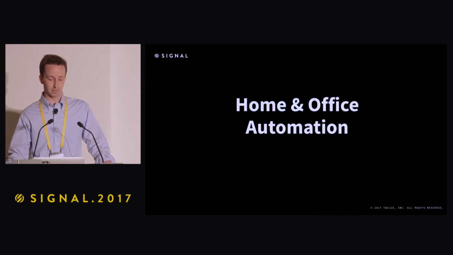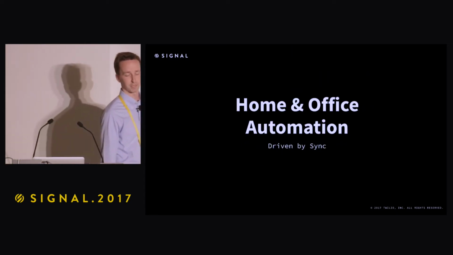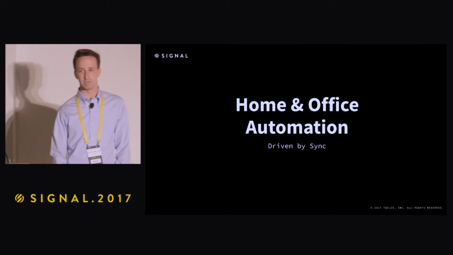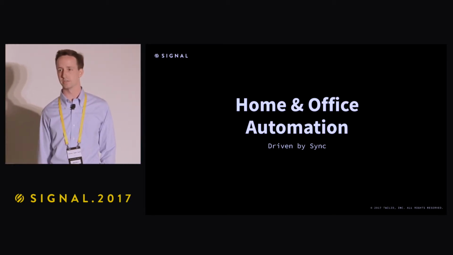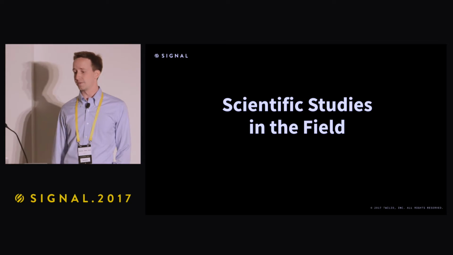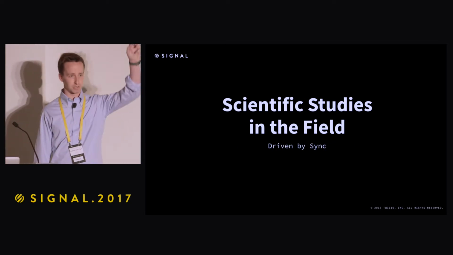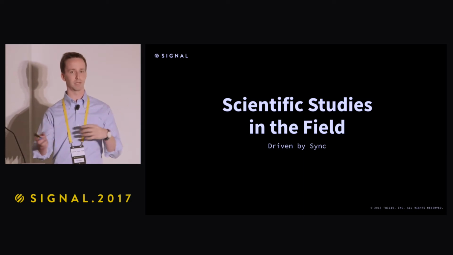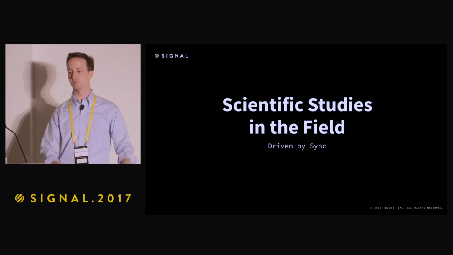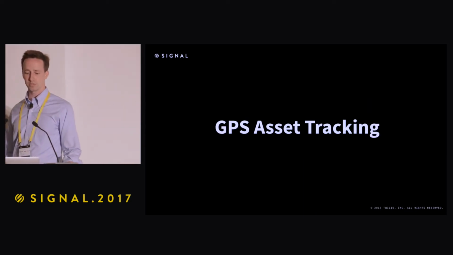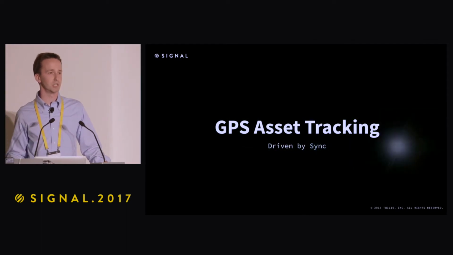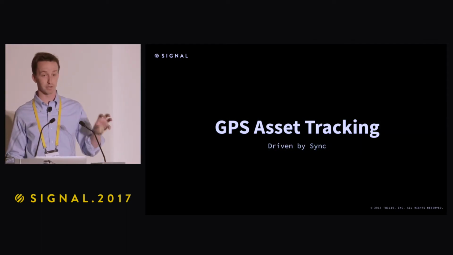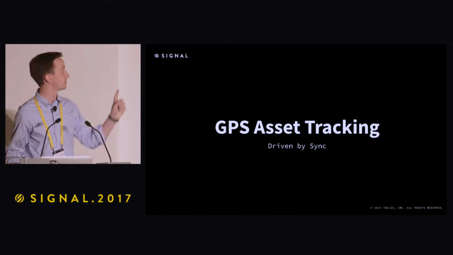which means Sync is now ready for things like home and office automation. The state of your garage door is just like the state of your call center agents. We're ready for things like scientific studies in the field: parachute a temperature sensor or a proximity sensor into the desert, measure animal, vehicle, or human movement moving around. We're also ready to directly support GPS asset tracking, which gets to the heart of what we're going to do today.